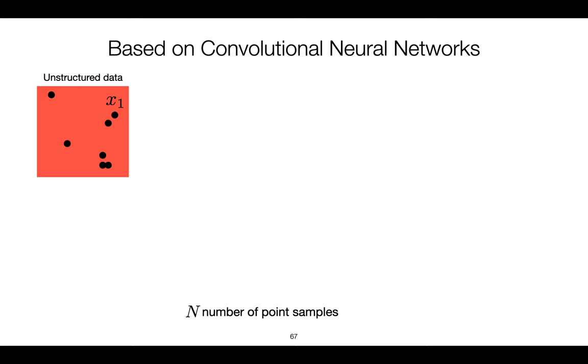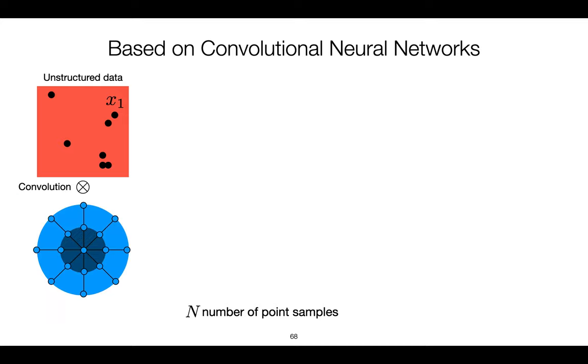So to perform this convolution, we design an unstructured kernel, shown here as an illustration. And the idea is that you take this kernel and then you place it on top of each point and perform the convolution over the full domain. The complexity is n square here, but we would like to see how this would help further.